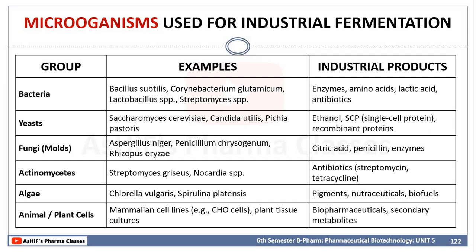For example, for enzymes, amino acids and lactic acid, we will go for Bacillus subtilis, Corynebacterium glutamicum, Lactobacillus, etc. Sometimes we will use yeast like Saccharomyces cerevisiae and Candida utilis for the production of ethanol. Then fungi like Aspergillus niger and Penicillium chrysogenum for citric acid and penicillin. Then actinomycetes like Streptomyces griseus for the production of streptomycin. These are some of the examples of microorganisms.